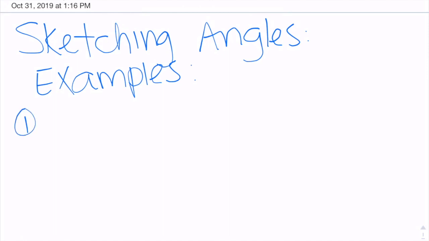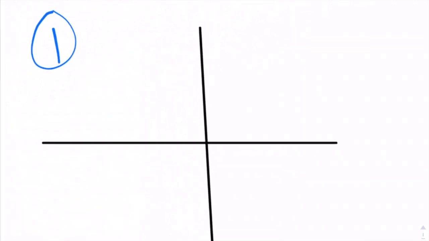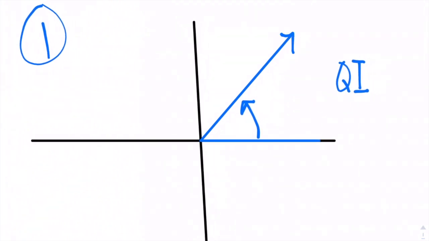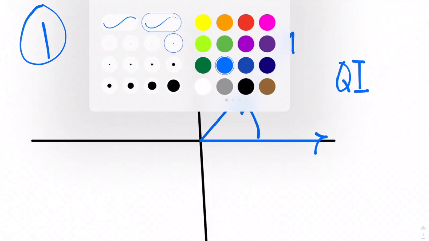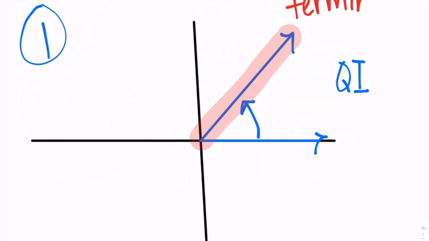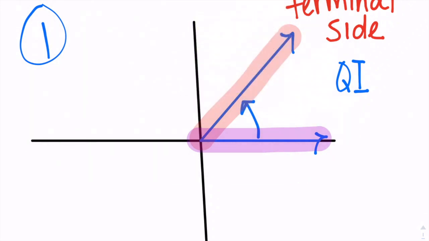And so the first example, if we have some axes, and so if we have this angle right here, and so this angle falls in quadrant 1, and so some arrows on there, and so this side here is our terminal side. And this side here is our initial side.